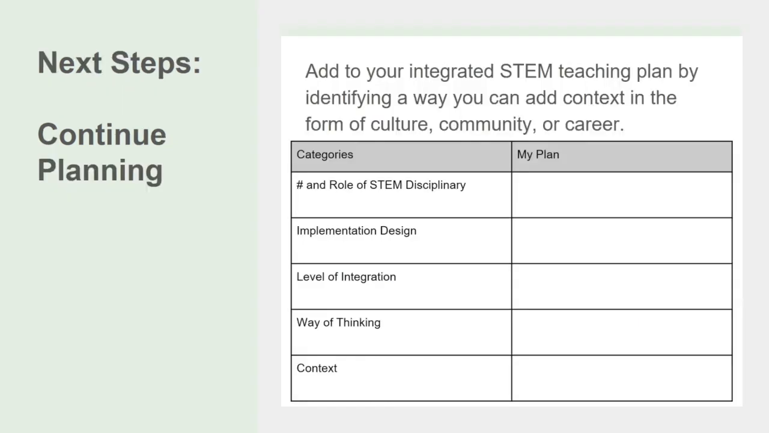For your next steps in this, continue planning. Add to your integrated STEM teaching plan by identifying a way that you can add context in the form of culture, community, or career. The number and role of STEM disciplinary, implementation design, and level of integration were completed in Module 1. Module 2 focused on the way of thinking, so now we're at context, and this can be in the form of, again, culture, community, or career, or all 3, or 2, or whatever combination you think fits best.